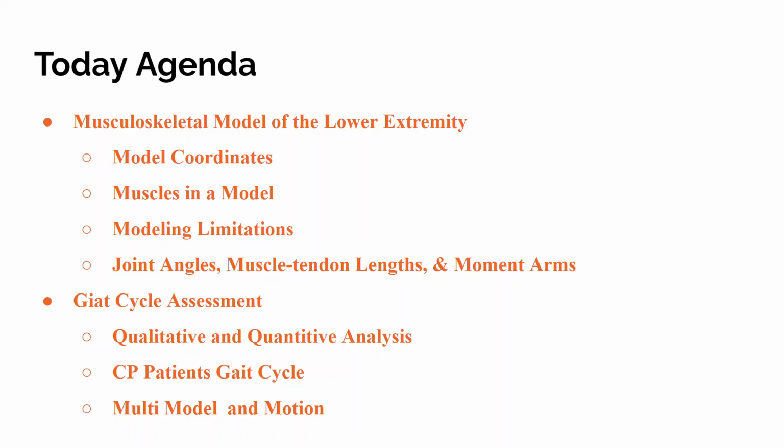Once we are done with that, we'll import motion data, 3D camera motion data, with our musculoskeletal model, and we'll do some quantitative analysis of a gait cycle. We'll compare the normal gait cycle with that of a CP patient, and we can compare normal with a larger study as well. Okay, first we'll get into it.